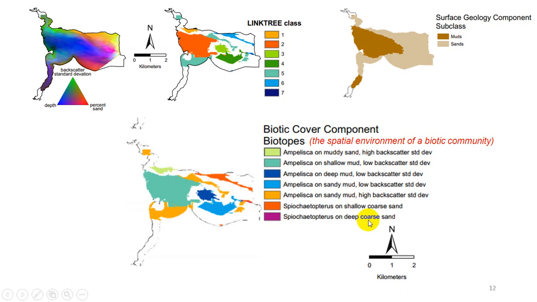And also the reason about the kind of material in here. So with the map, you can know the spatial environment of the biotic community. Biota is the spatial environment of the biotic community, the living areas of the animals.